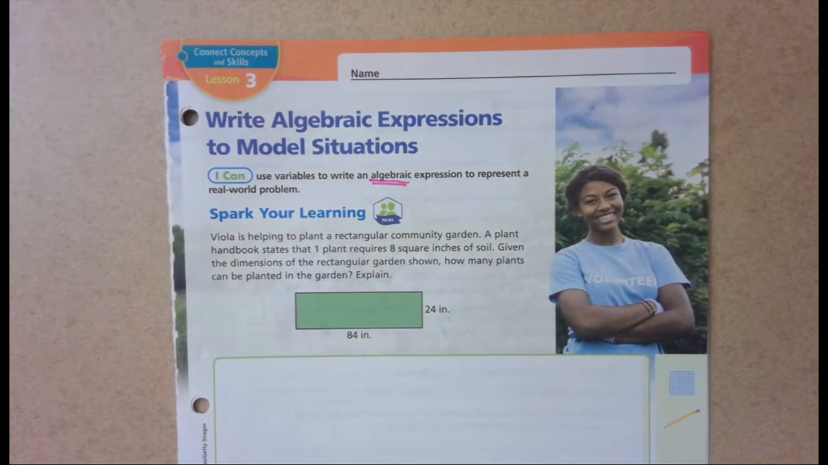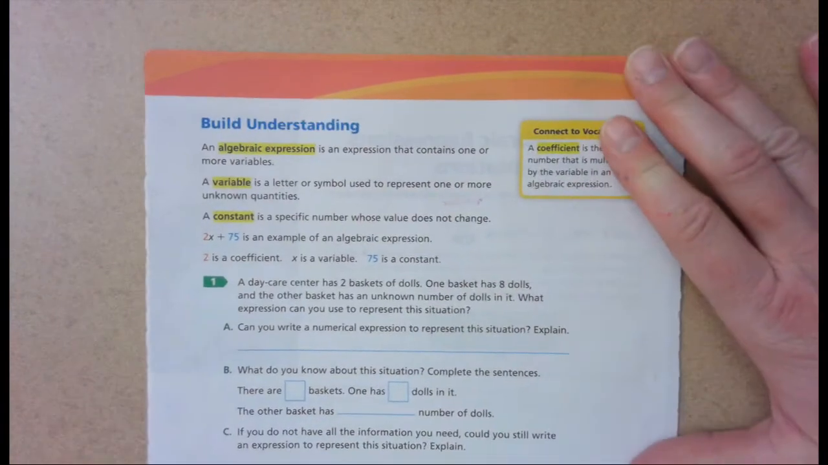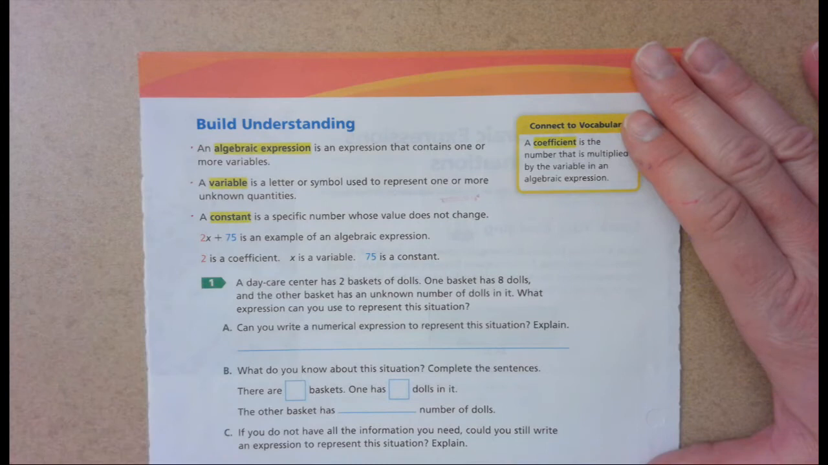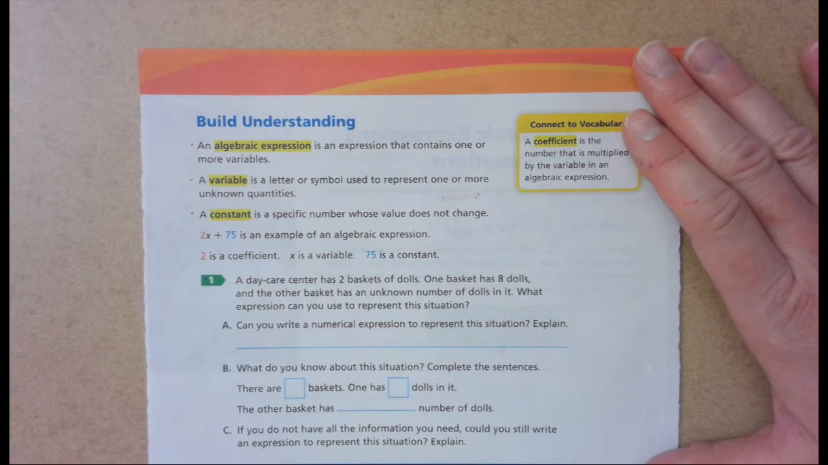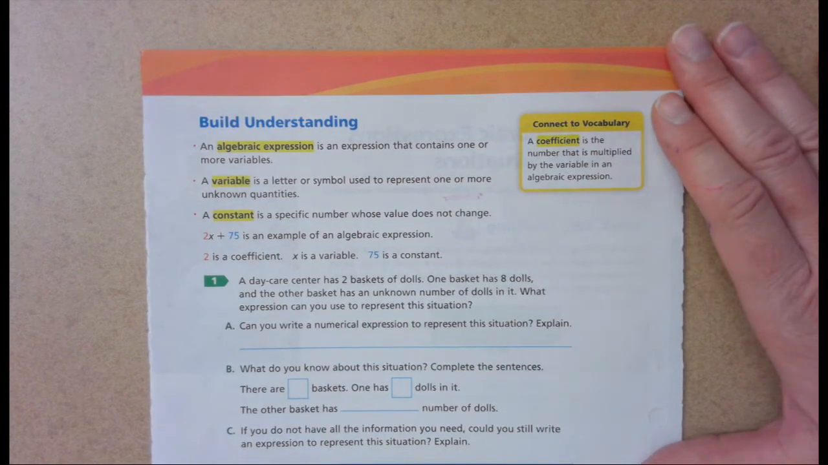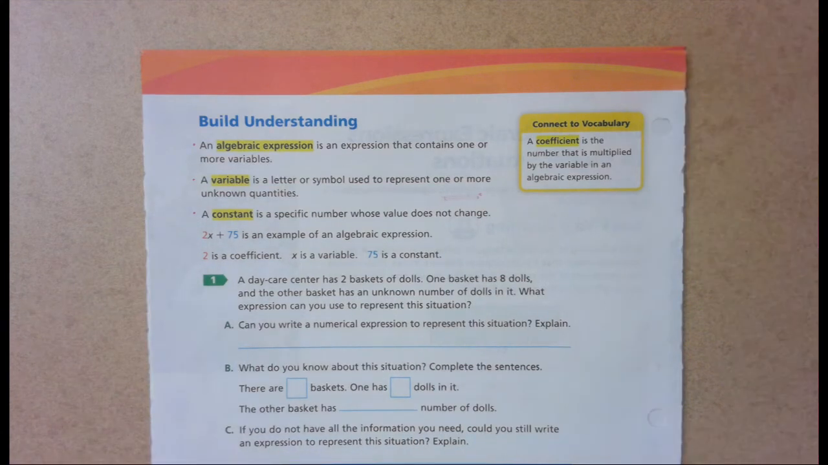So we need to turn over to page 248 for this one. So make sure you're on page 248. 3 of your vocabulary words are right here for you. And you'll be looking those up anyway in your glossary. So it says an algebraic expression is an expression that contains one or more variables. That's where those little letters come into play. A variable is a letter or symbol used to represent one or more unknown quantities. And a constant is a specific number whose value does not change.